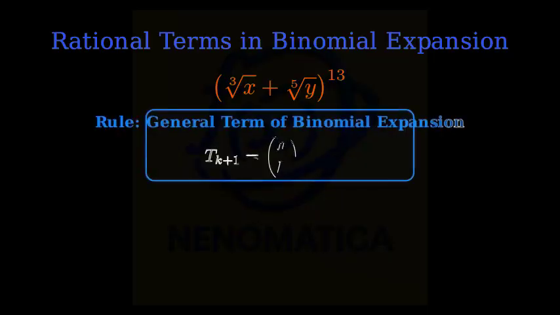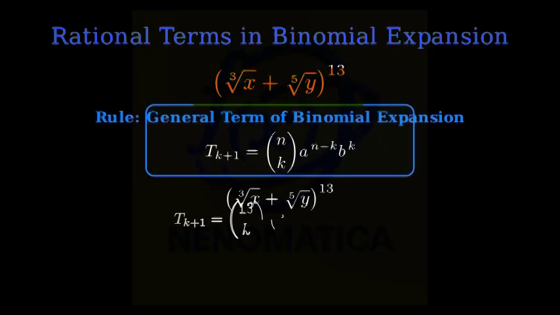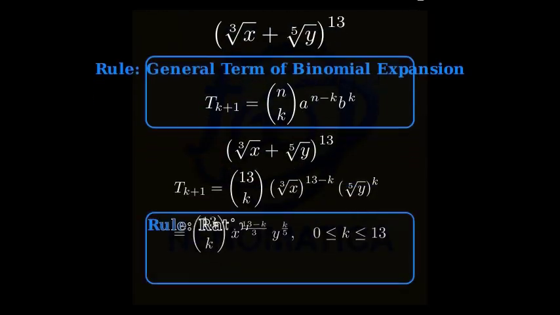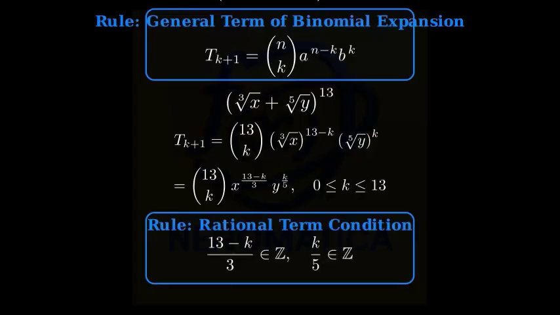First, recall the general term of a binomial expansion. T sub k plus 1 equals the binomial n choose k times a to the n minus k times b to the k. We will apply this with a equal to the cube root of x and b equal to the 5th root of y. A term is rational if the exponents of x and y are integers. So we require that (13 minus k) over 3 is an integer, and k over 5 is an integer.